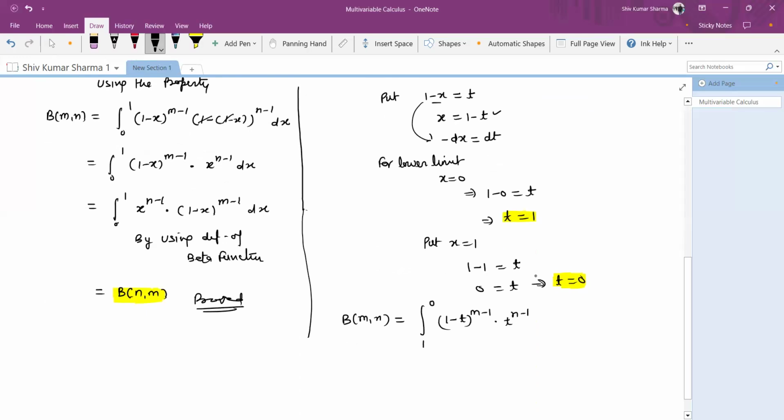And what is the value of dx? The value of dx will be minus dt. Now, on the basis of this negative sign, the limit will change. We have the property of definite integral also. So we write this as 0 to 1. Because of the negative sign we can change the limit. So first we write t raised to the power n minus 1, and the second function we can write as 1 minus t raised to the power m minus 1 dt.